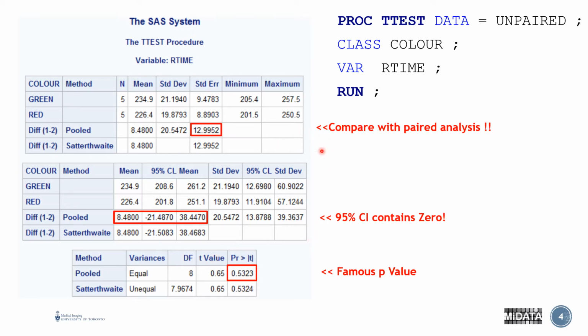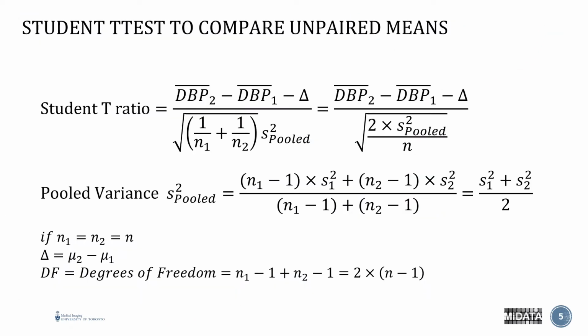Now, if we look up here in this last little red box that I've added, look at the standard error. It's basically 13. And all I want you to do is remember this number for when we do the same analysis, but with the paired data set. All right, now this is just a refresher because we've already talked about this. This is the student t-test to compare two unpaired independent means. Here's your student t ratio.